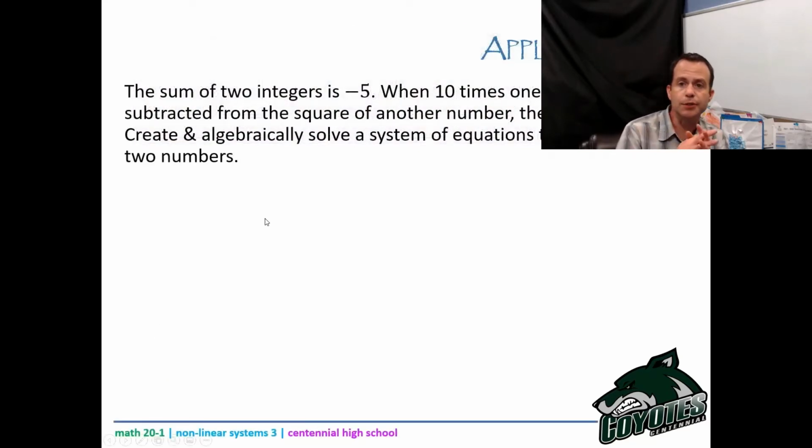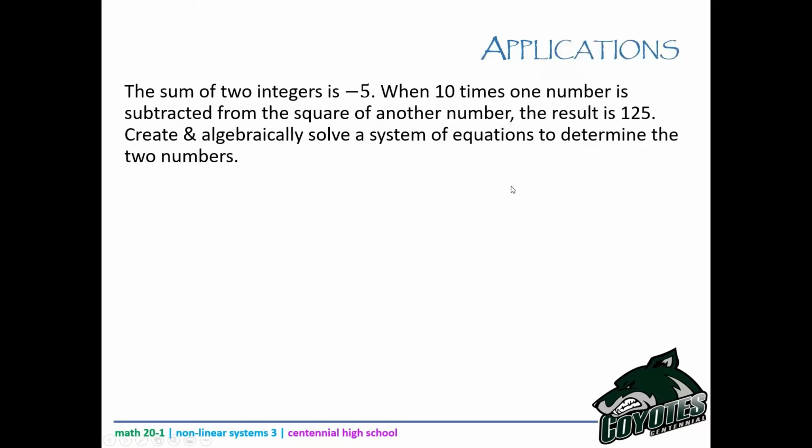The sum of two integers is -5. When 10 times one number is subtracted from the square of another number, the result is 125. I'm just going to hide myself there so you can read the full question. Create and algebraically solve a system of equations to determine the two numbers.